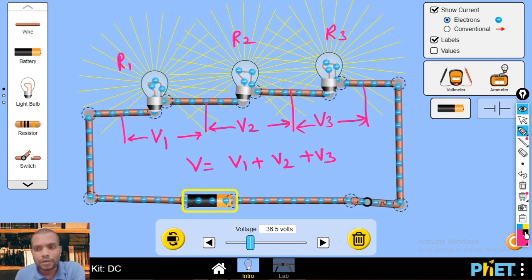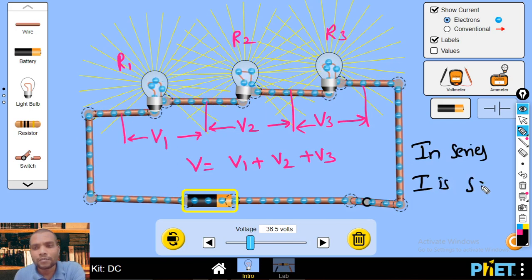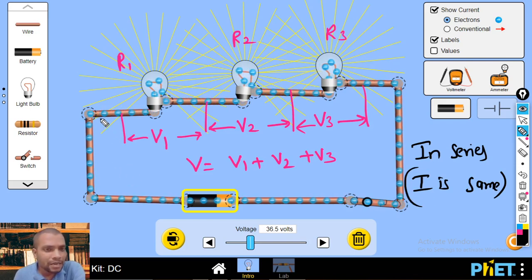And a very important point here: in series, the current I is the same, which remains constant. So you can see here it is evidence the same charge is flowing all through the circuit. If charge is the same, then current remains constant. And we end up by writing V equal to IR.